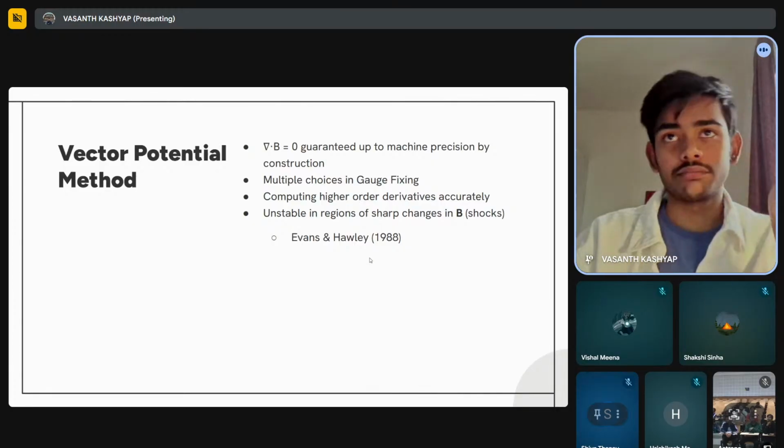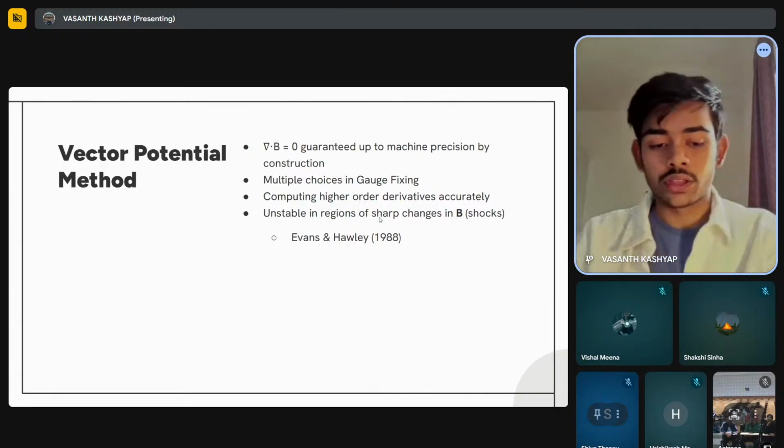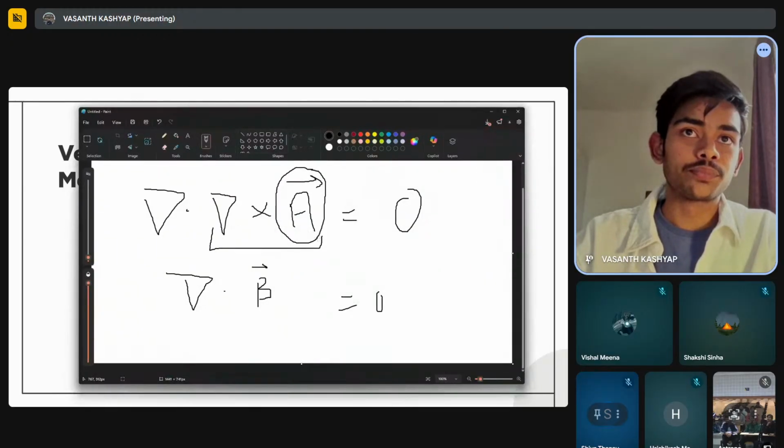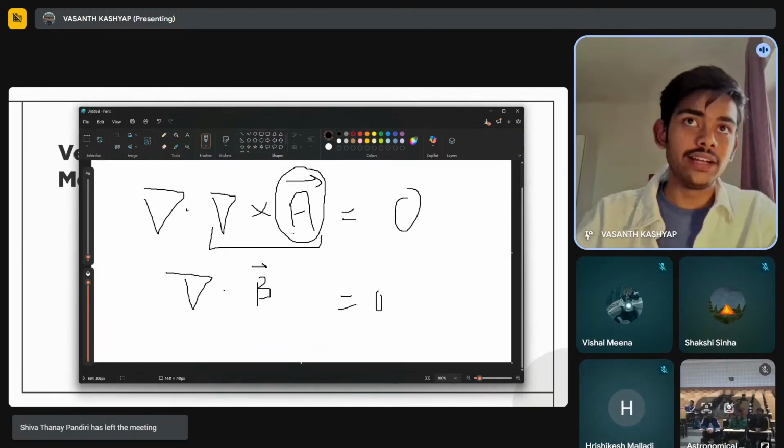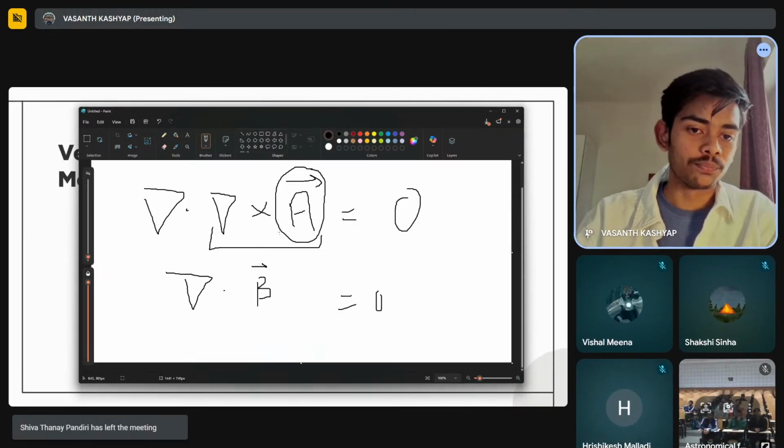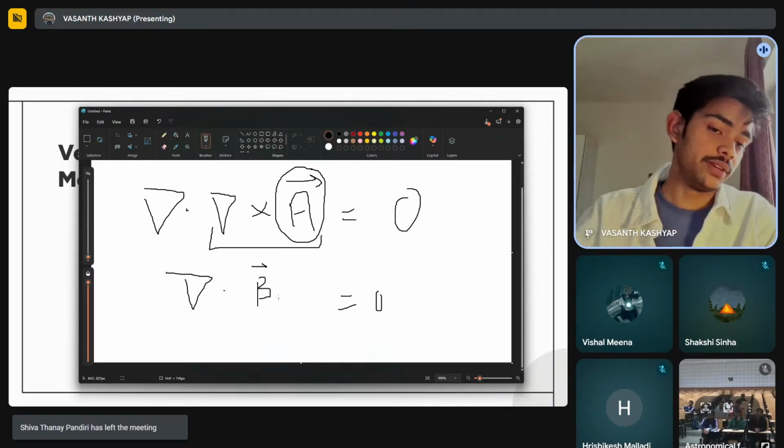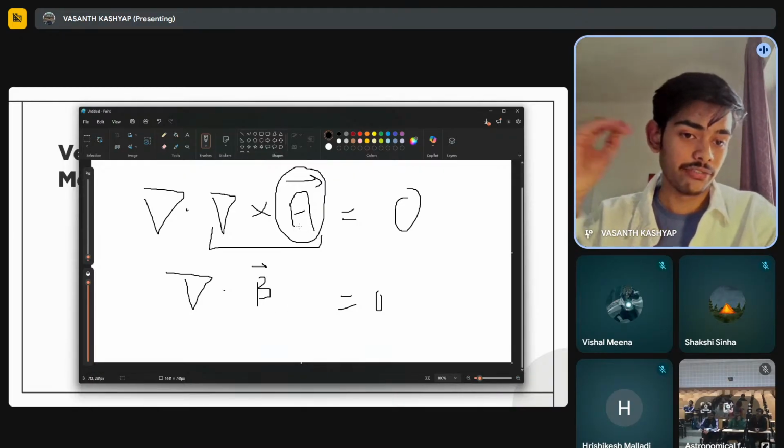But here the issue is, as you can clearly see, after you define A, the vector field A must be differentiable. You are taking the curl of A to define B next. So A on itself must be differentiable.